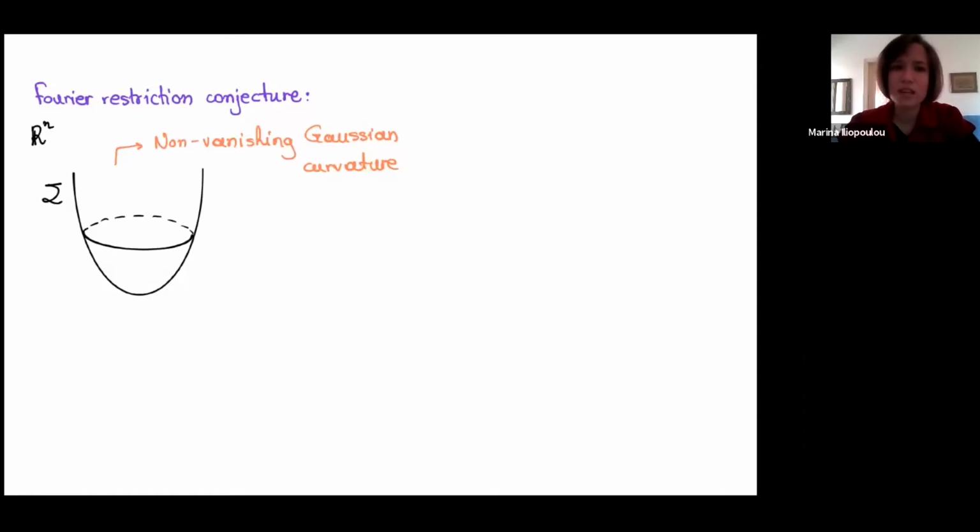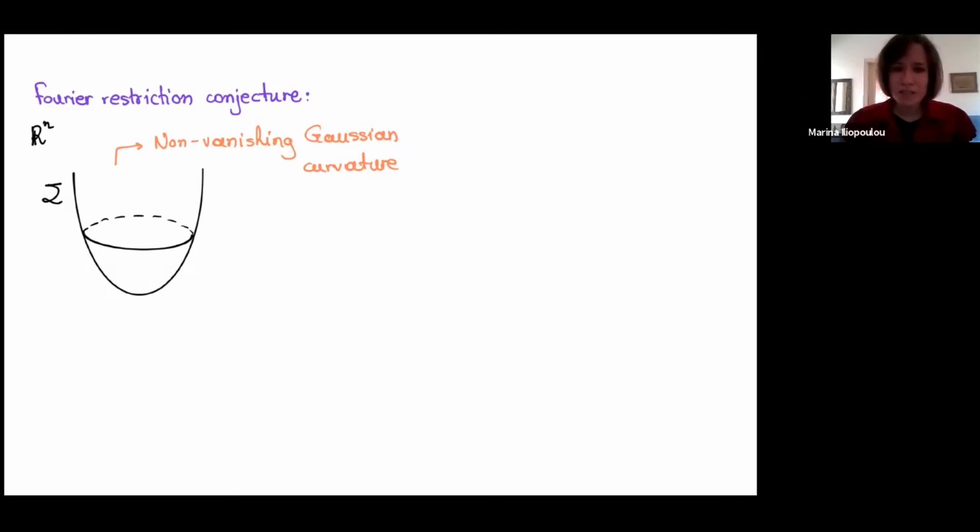So this conjecture says, let's take a surface of non-vanishing Gaussian curvature. So the principal curvatures everywhere are all non-zero. And let's take any function defined on the surface or a compact patch of the surface and take its Fourier transform. What does the Fourier transform look like?